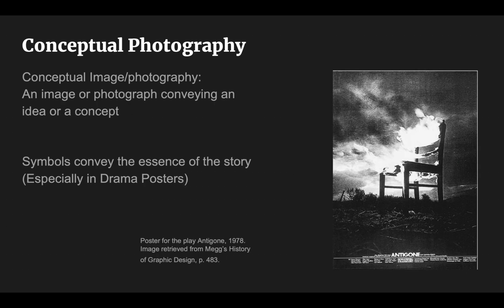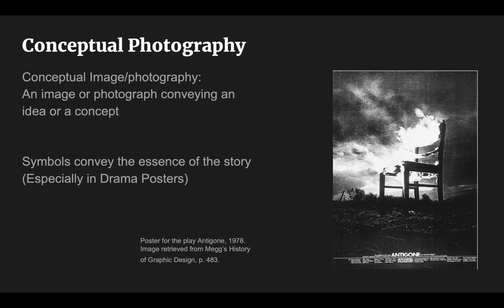Rambow is also known for shaping the idea of conceptual photography. Conceptual image or photography refers to images or photographs that convey an idea or concept. Rambow used abstract imagery in his works. This is an example for the theater poster called Antigone. We will refer to its symbolism later.